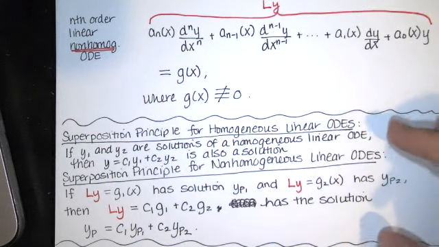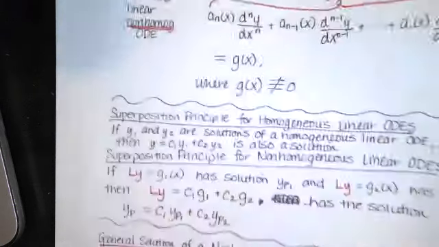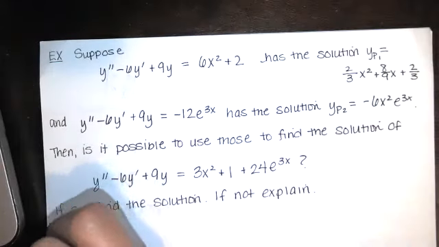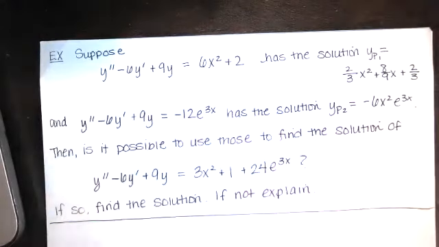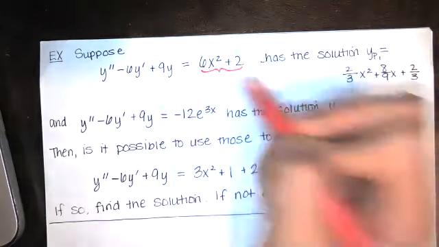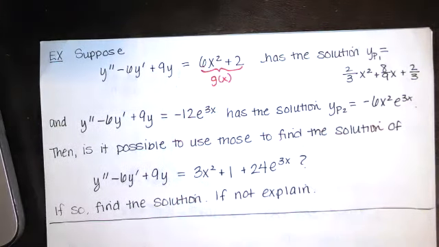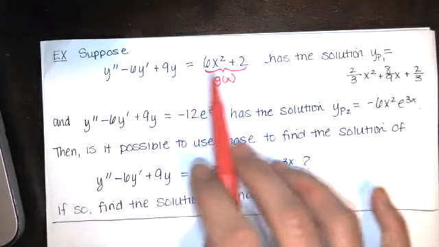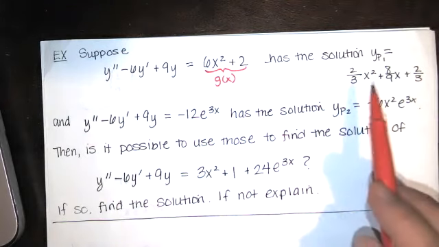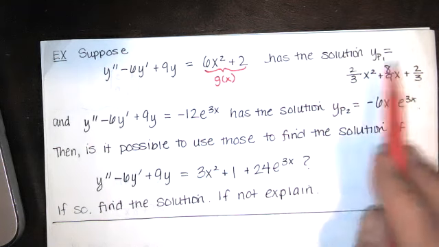Okay, so let's look at some concrete examples. So here we've got a non-homogeneous differential equation. We can tell that it's non-homogeneous because of the form of the right-hand side. This is our g of x. It's not equal to 0. And this has a solution, y sub p sub 1 equals this. Now, if you're asking yourself, how do they find that? We're going to learn how they find that later in the semester.